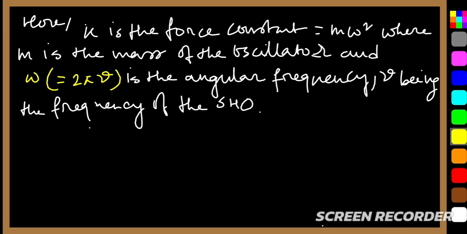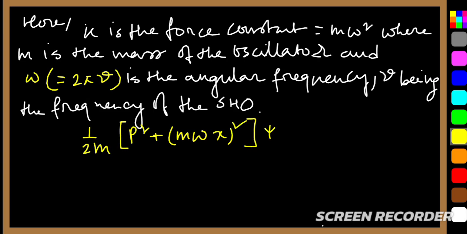Next, that must be 1 by 2m within a bracket, p square plus m omega x square bracket close, psi equal to E psi. So 1 by 2m, that is p square plus m omega x whole square, psi equal to E psi. That is the third equation.